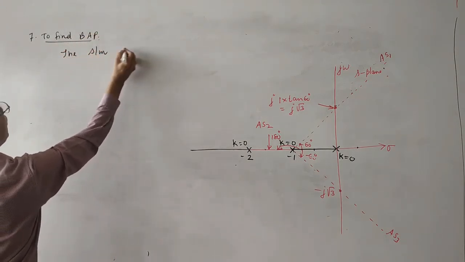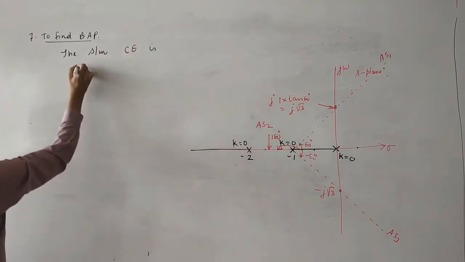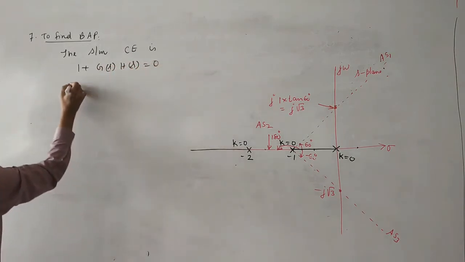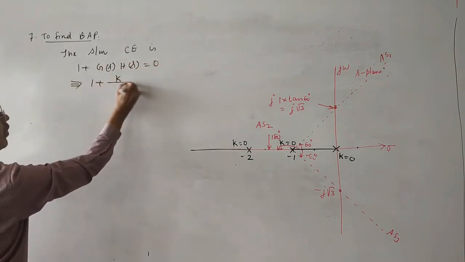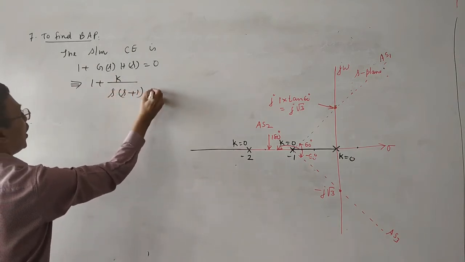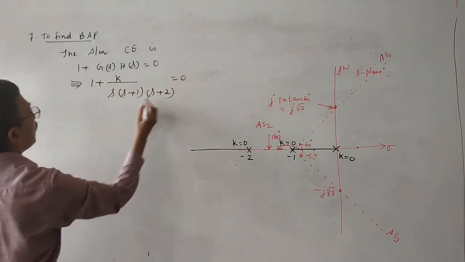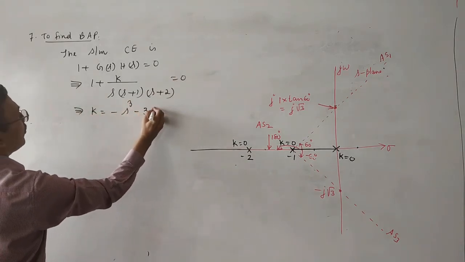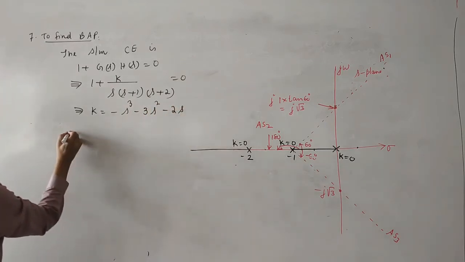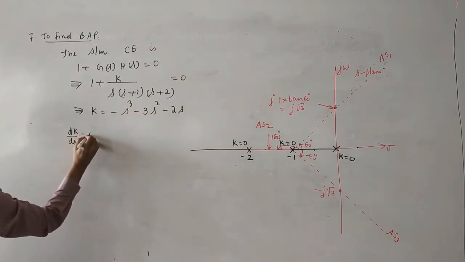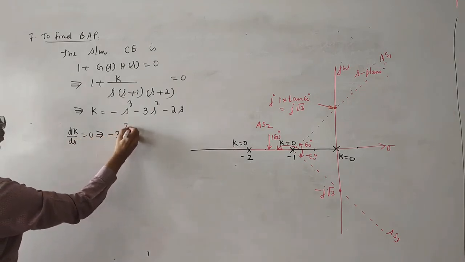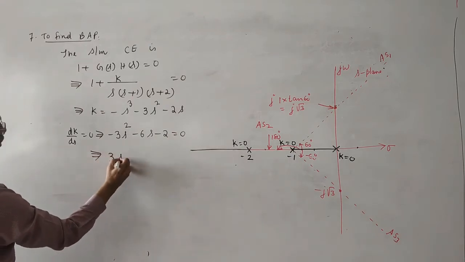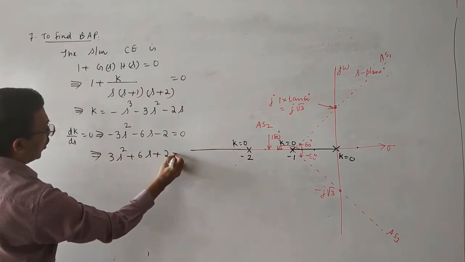The system characteristic equation is 1 plus G(s)H(s) equal to 0. This implies 1 plus K divided by s into (s plus 1) into (s plus 2) equal to 0. This implies K is equal to minus s cube minus 3s square minus 2s. dK/ds equal to 0 implies minus 3s square minus 6s minus 2 equal to 0. This implies 3s square plus 6s plus 2 equal to 0.